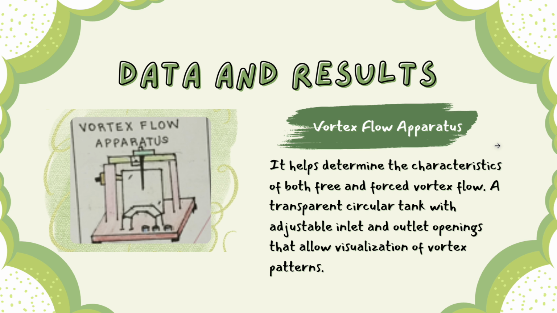The vortex flow apparatus helps us study free and forced vortex flow. It has a transparent circular tank with adjustable inlet and outlet openings that let us see the swirling patterns of water. This device allows us to understand the rotational motion of fluids, which can be observed in natural phenomena like whirlpools, tornadoes, and even in industrial processes like mixing and draining systems.